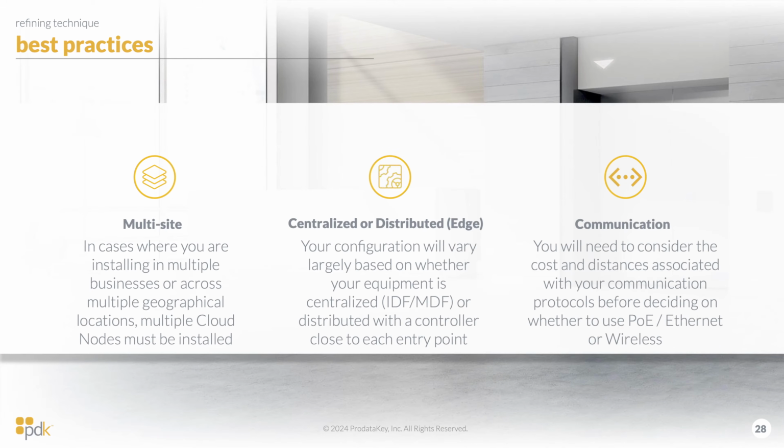All right, so some best practices. If we are doing multi-site, we will need to take into consideration that we may need to get more than one cloud node. It's previously been the case with PDK that you would do one cloud node for each customer, but now you can do multiple cloud nodes for each customer in a multi-site configuration. So if you have multiple businesses for a customer, or if you have multiple geographical locations for a customer, you will need to install a separate cloud node per site, per network, in other words. Even if you have the same customer and maybe they're just in several different buildings, if those buildings are on different networks, you'll get a different cloud node per building.